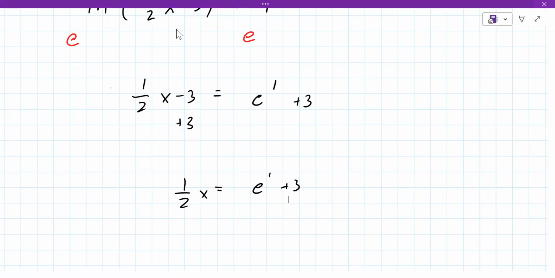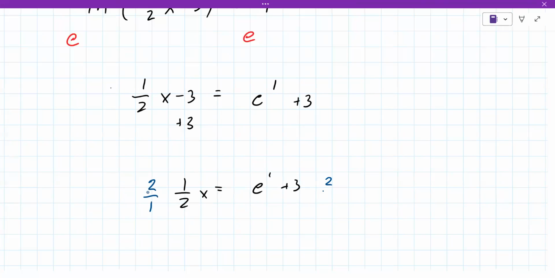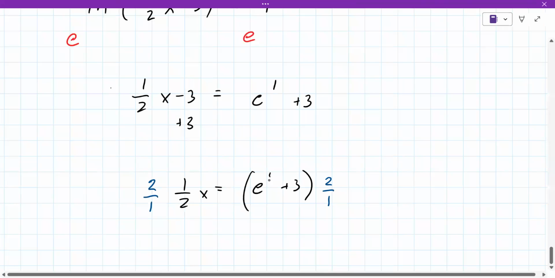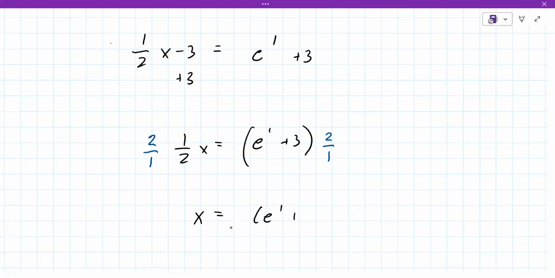It's weird. It's better to think of multiplying by the reciprocal on both sides, but you're multiplying everything by the reciprocal, so it's good to put that in parentheses. So on the left here, it's e to the first power plus 3 times 2. It's kind of preferred to put the coefficient there in front, the multiplier in front.